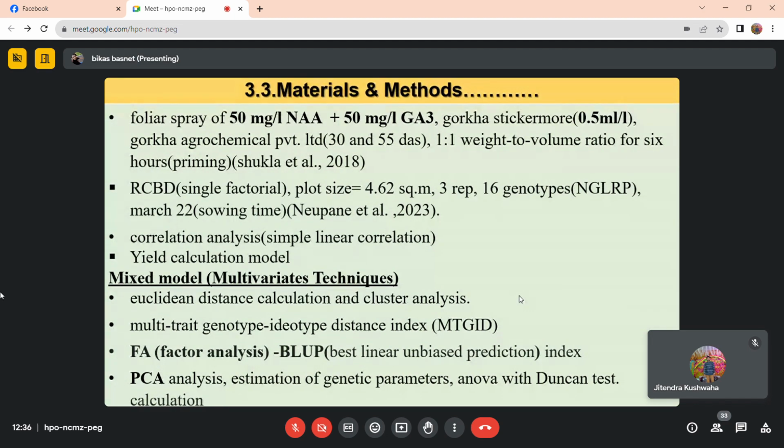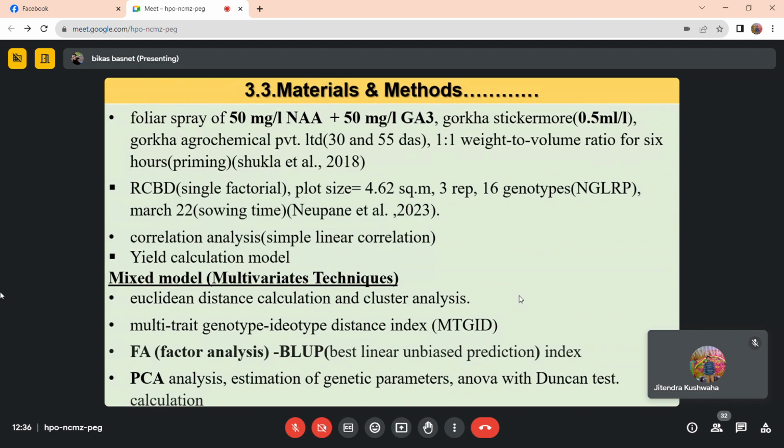Before sowing the seed of the moong bean, I use the priming technique that is suggested by Supply et al. 2018, which is already published in Springer. And I use 1 gram of seed per 1 gram of water for priming purposes for 6 hours, and then sowing of seed is performed. And the RCBD design is used for the research, and plot size was 4.60 square meter, with 3 replications and 16 genotypes. These genotypes are acquired from the National Grain Legume Research Program, Khajura.